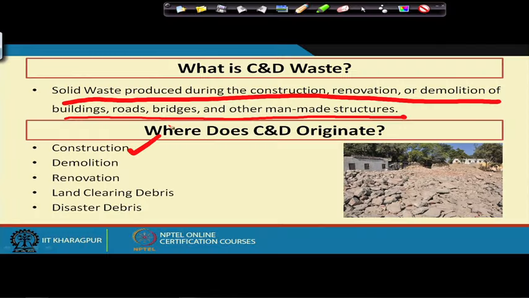But in terms of how they are generated, in construction sites we get construction C&D waste, and from demolition sites, renovation, you may have some land clearing debris, cleanup after a disaster, and the disaster debris.